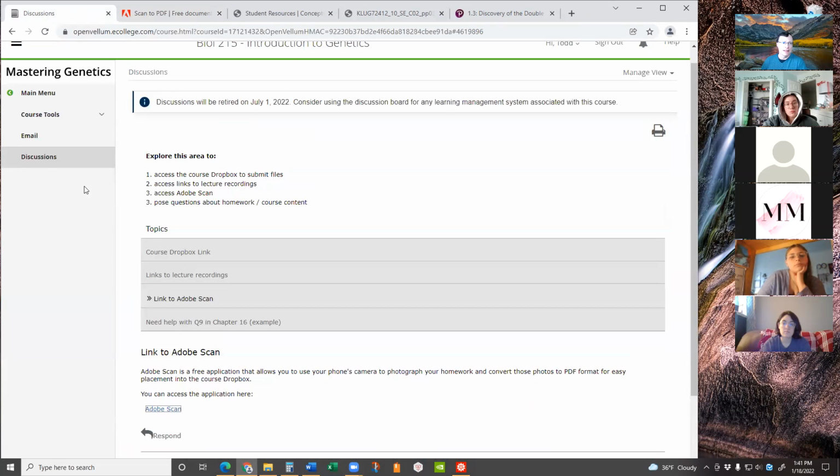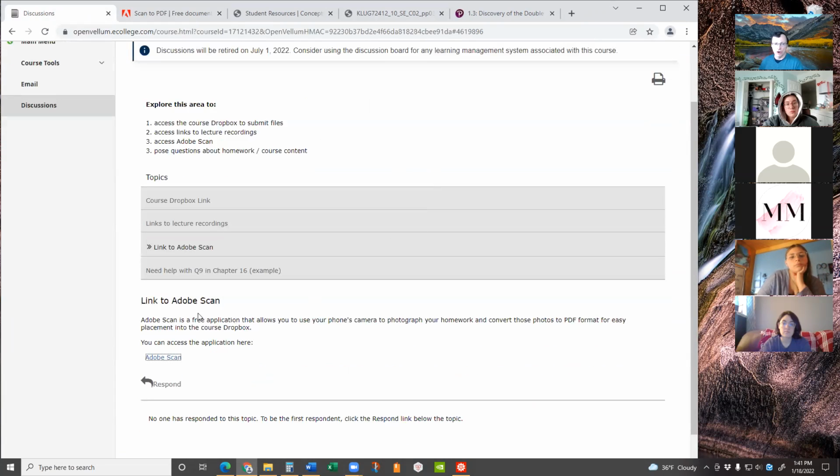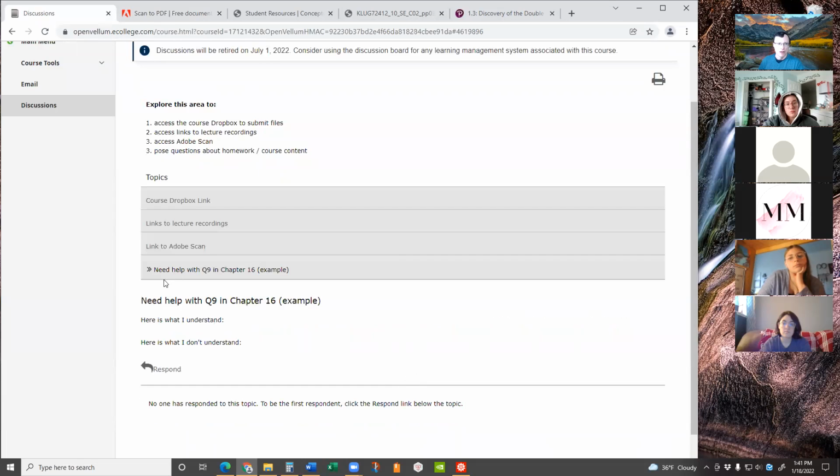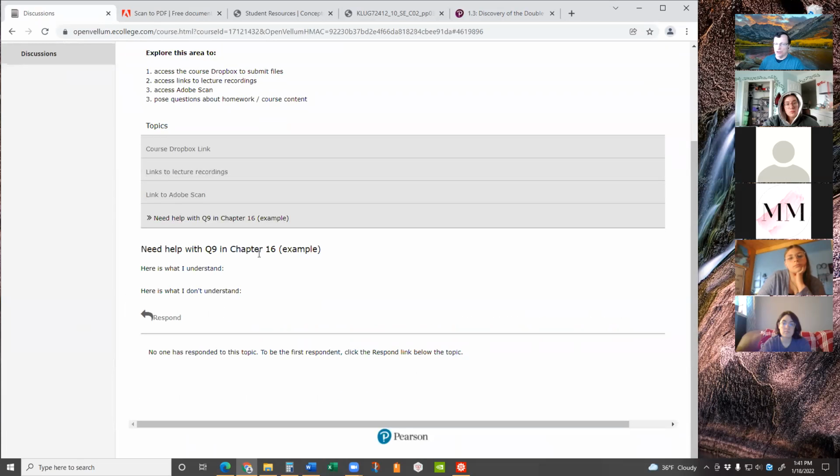And then the last thing is that in the discussions area, if you yourself want to start a discussion question about a topic or homework assignment that you're struggling with, you can do that, right? Just as an example, I'll put an example here. Okay, I need help with question 9 in chapter 16. Here's what I understand. Here's what I don't understand.